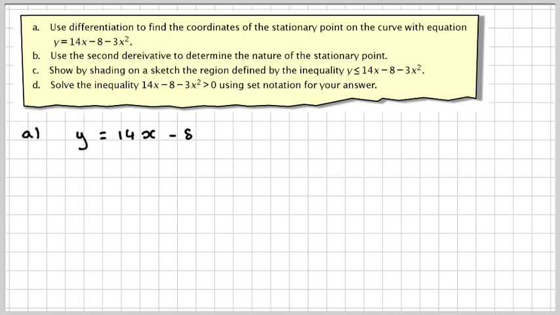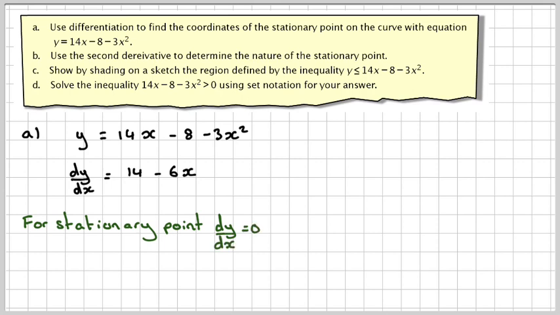Okay, so we've got y is equal to 14x minus 8 minus 3x squared. If we differentiate that, we're going to get 14, and then nothing from the 8, and then if we bring down the 2 here, we're going to get minus 6x. For stationary points, dy by dx is equal to 0. So we'll put 14 minus 6x is equal to 0. We then solve that, we get 6x is equal to 14, and x is 7 over 3.